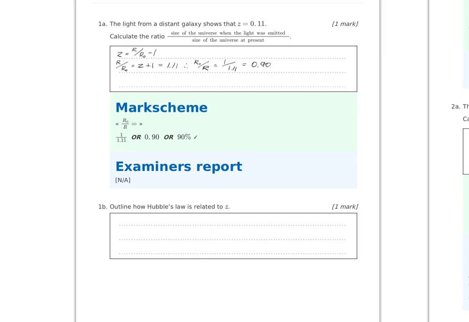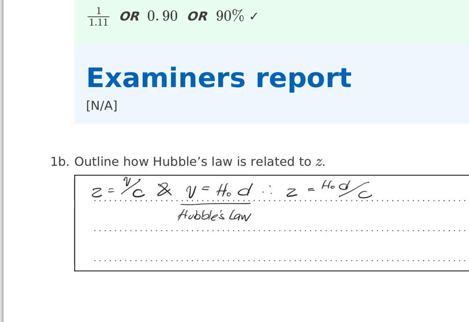And then it says, how is Hubble's law related to Z? Well, we know that the redshift, Z, is equal to the speed of the star over the speed of light. And we know that the speed of a star is given as the Hubble constant times the distance to that star. So if we sub in the two V's together, we get that the redshift Z is given as the Hubble constant times the distance to that star over c.